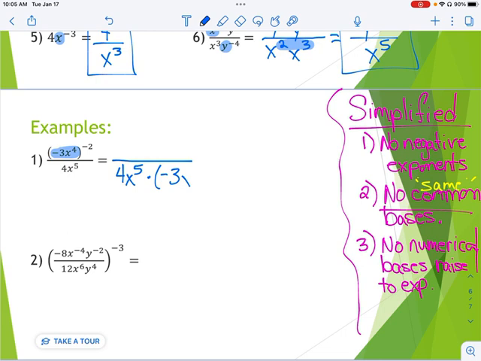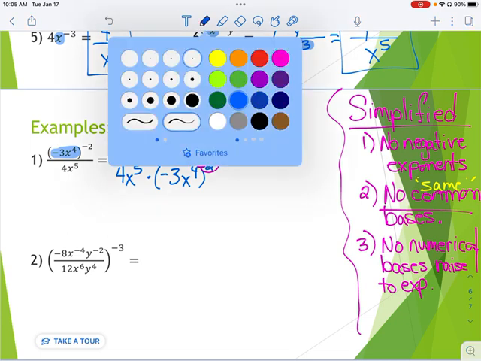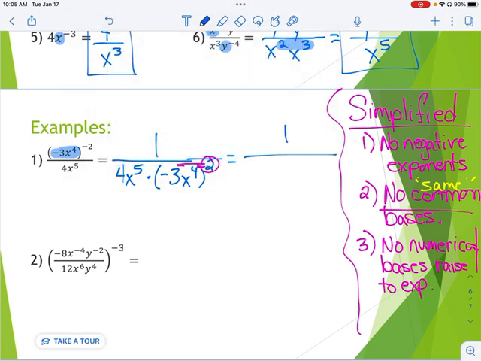Also, I'm going to move down negative 3x to the 4th squared. Well, in the numerator, then, that means I have a 1. My next thing I need to do is take that exponent of the 2, and take it to everything inside of here. So with that, we're going to have 1 over 4x to the 5th. Then we look, what is negative 3 squared? That's 9. X to the 4th squared, that's x to the 8th.